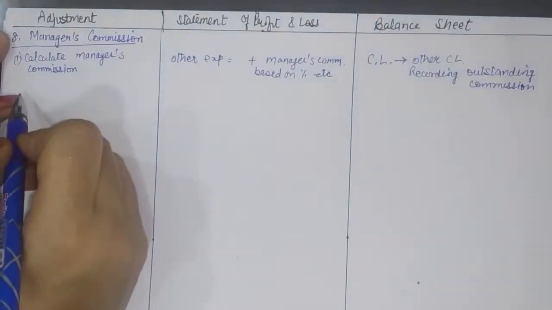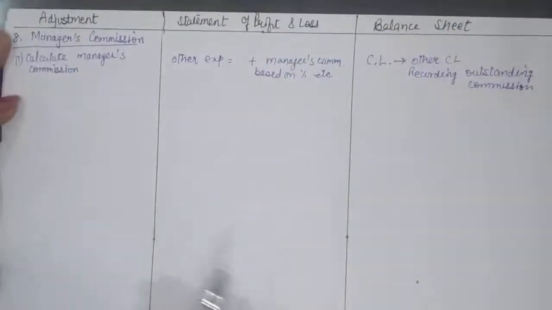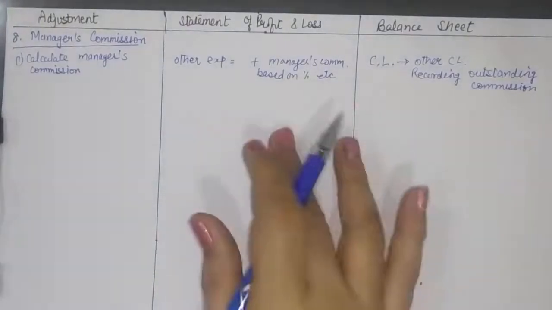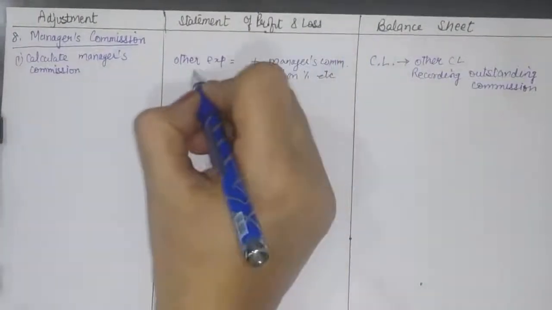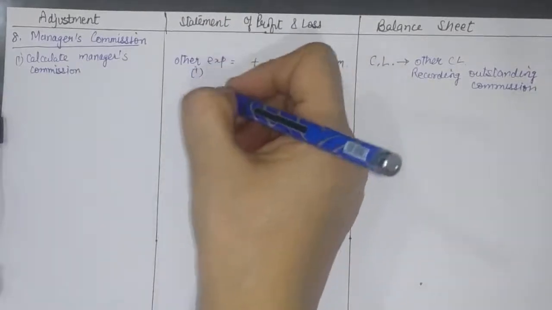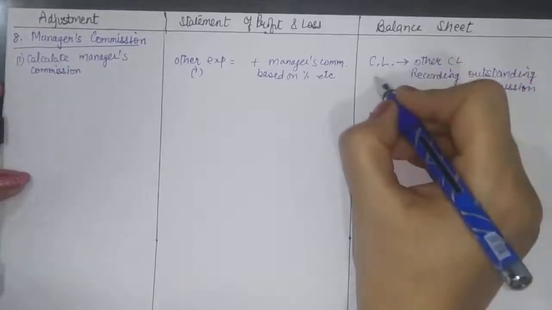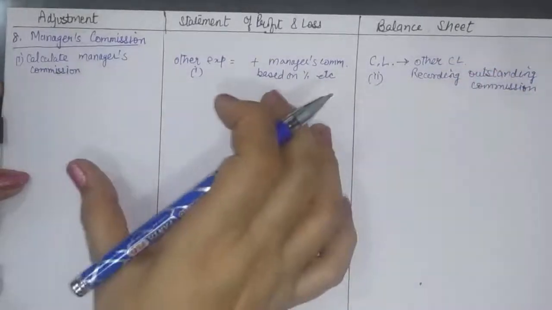So we are to calculate the commission, and second step is we are to calculate outstanding commission. So these two amounts will be coming here. The first amount which we are calculating here will be coming in the statement of profit and loss. Second amount that we will be calculating will come under the balance sheet. Right? So second will come here, first will come here.